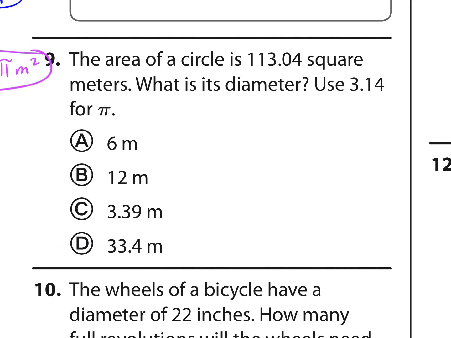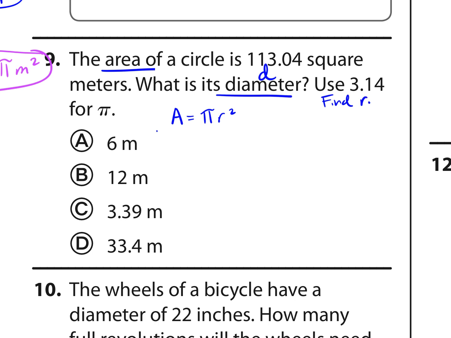Number 9, the area of a circle is 113.04 square meters. What is its diameter? Use 3.14 for pi. So we're given the area, we're asked to find the diameter. We don't have an area formula that uses diameter. Our area of a circle formula uses radius, so we have A equals pi r squared. But if we can find the radius, then we can double that to get the diameter.